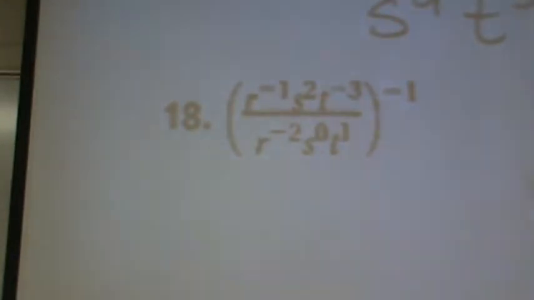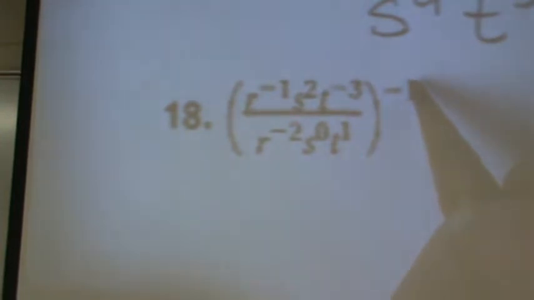And the last thing here, what you could do is you could do this in a couple of ways. You can distribute the -1, or what you could do is flip the whole thing and get rid of that -1. Let's distribute the -1.